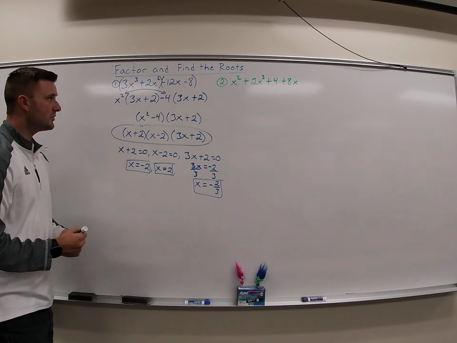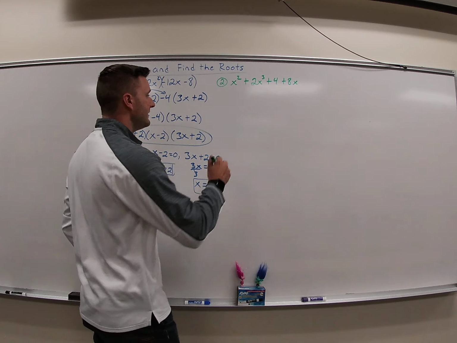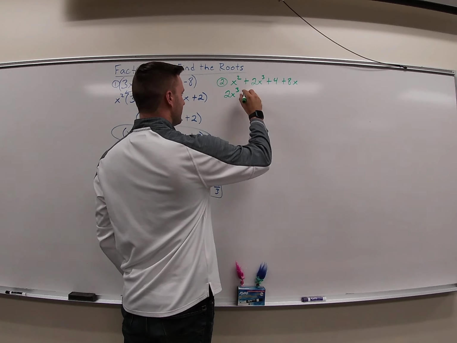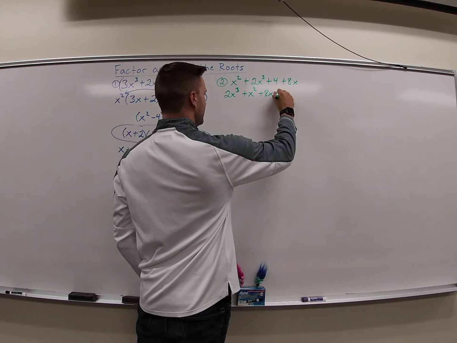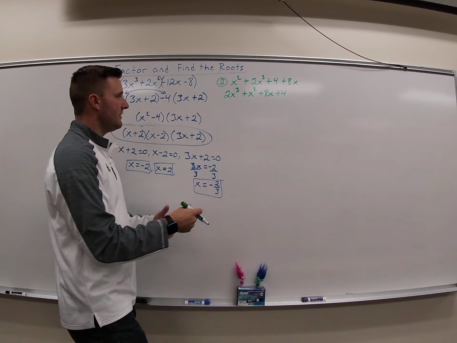So in number 2, notice that we have an x squared and then x to the third and then a 4 and then an x. This is not in standard form, so what you're going to want to do is rewrite this in standard form. So my highest exponent is 2x to the third is going to come first, then my x squared, then my x, and then my constant. Now that you're in standard form, now you can factor by grouping.